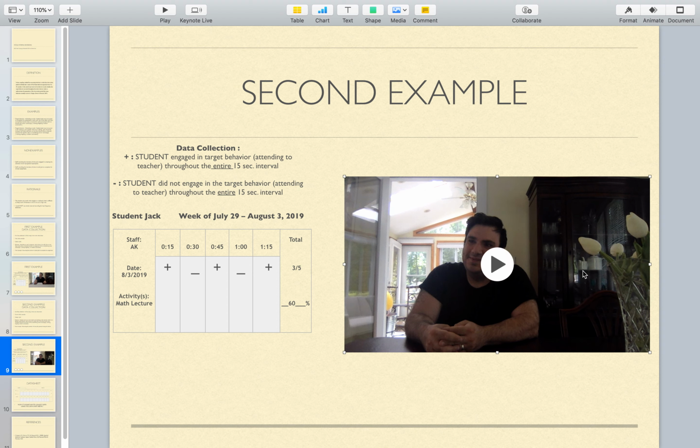For this example, in the first interval, the third interval, and the last interval, Jack was engaged in the target behavior. He was oriented towards the teacher, and he was listening, and his feet were on the floor. He was attending without shouting out comments. But in the other two intervals, he was rocking and engaging in motor stereotypy by yelling out comments as well. So the total is 3/5, which is 60% of the goal reached.